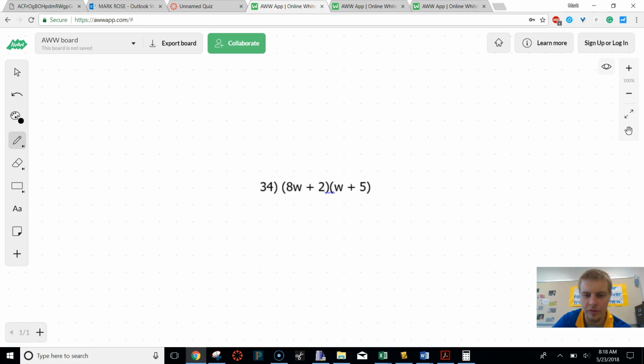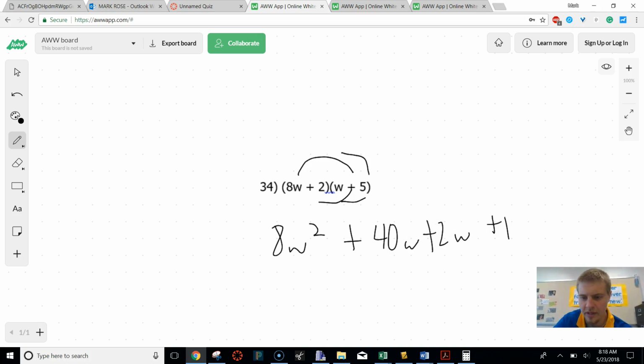Again, for this, you're going to want to FOIL, which is going to give me 8w squared plus 40w plus 2w plus 10. And that's going to be 8w squared plus 42w plus 10. Let's try the next one.